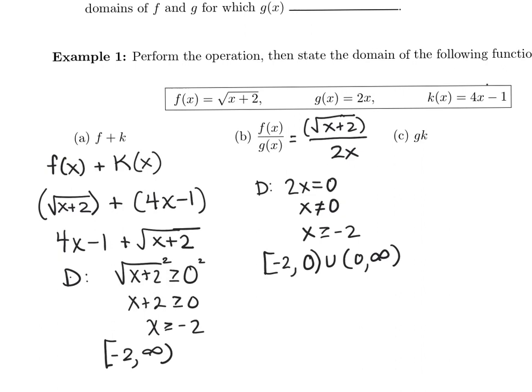So g times k. We're going to take 2x times 4x minus 1. So we're going to distribute: 8x squared minus 2x. You know that this is a quadratic, and the domain of all quadratic functions is all real numbers.